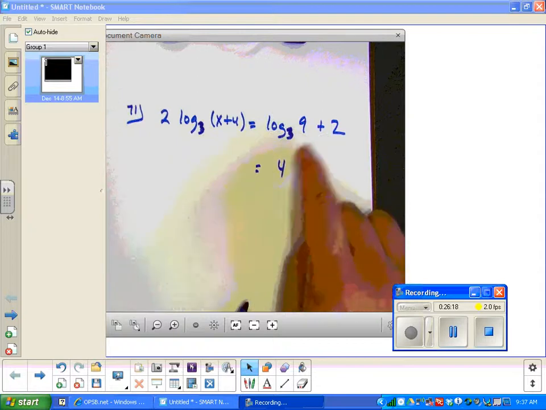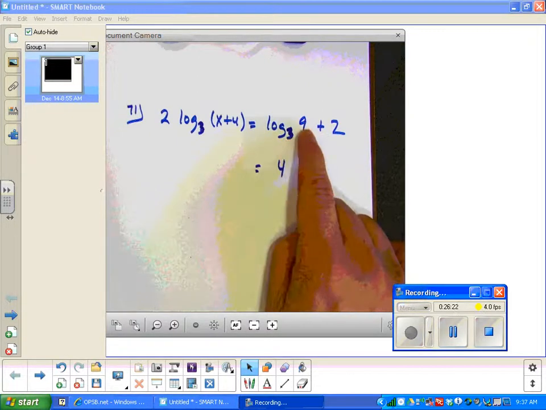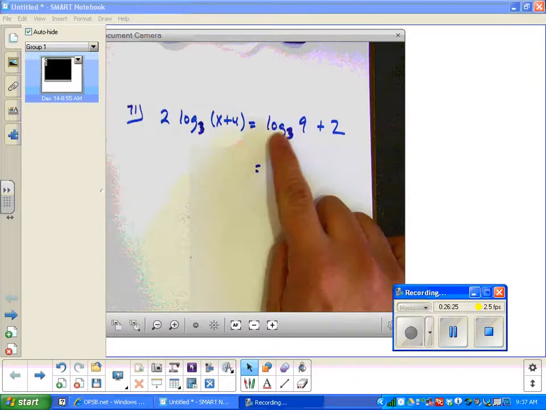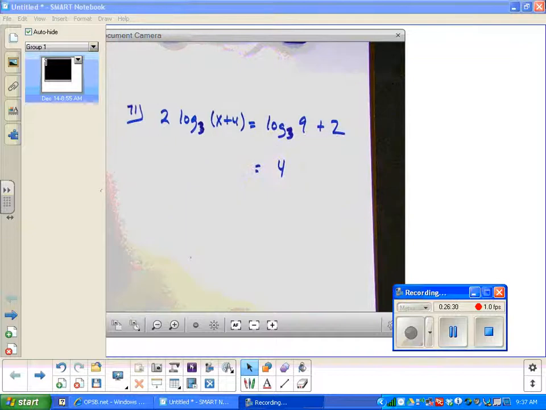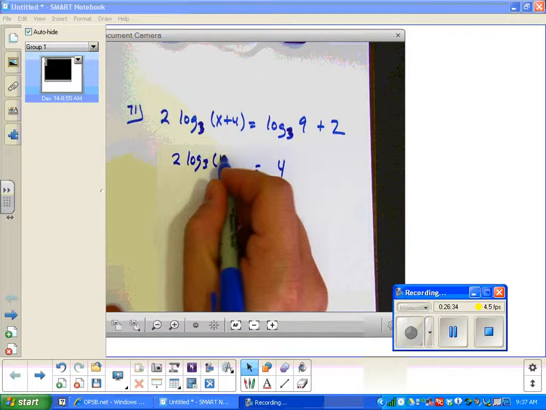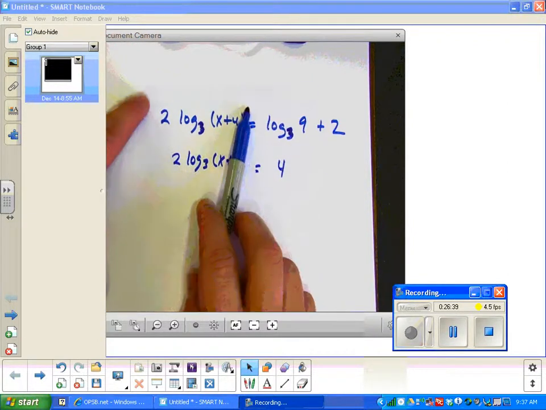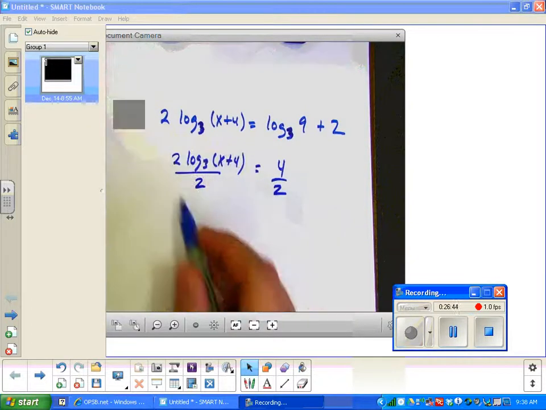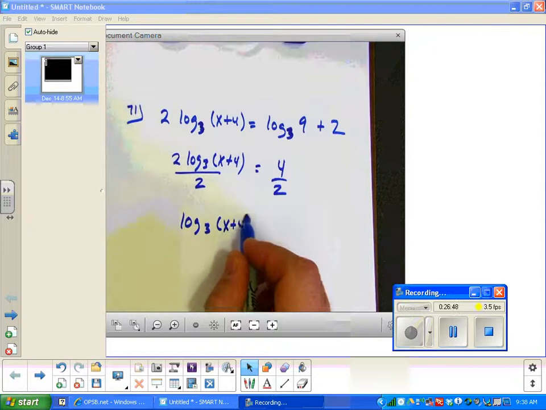Did y'all see where I got 4? 3 raised to what power would give you 9? 2. This is just 2, and so 2 plus 2 would give you 4. Now, did y'all see why I didn't want you to use the power property? Because now we can get rid of it. It's much easier to get rid of that instead of using the power property.